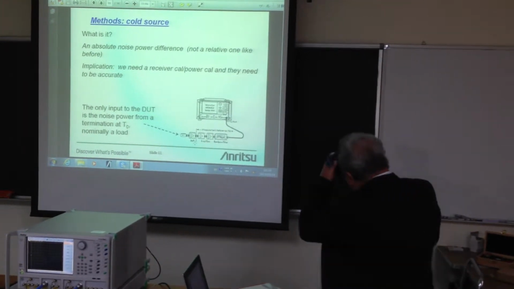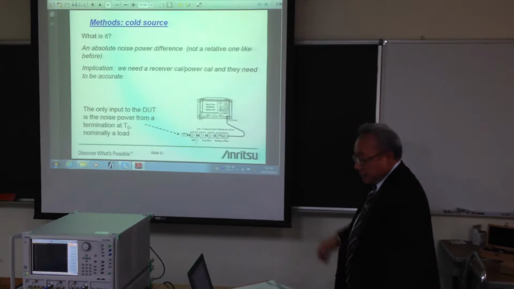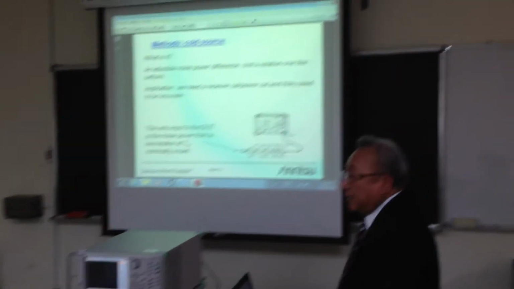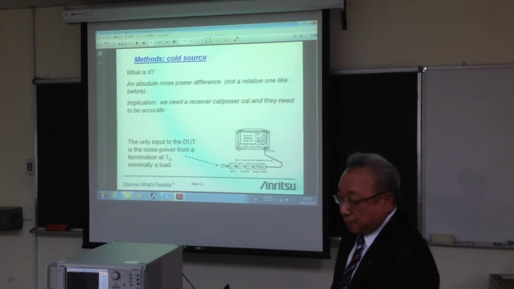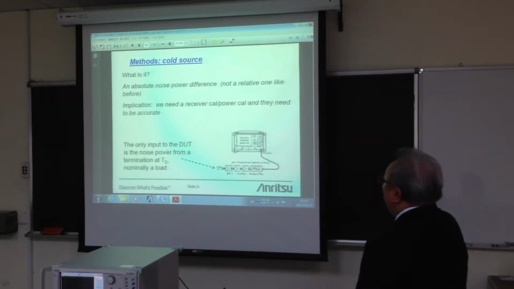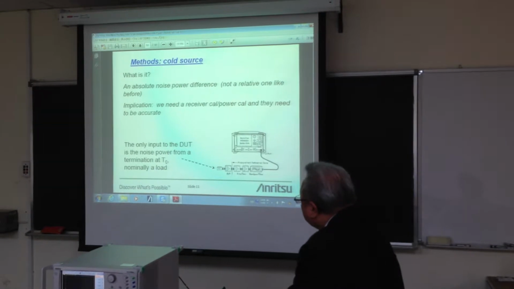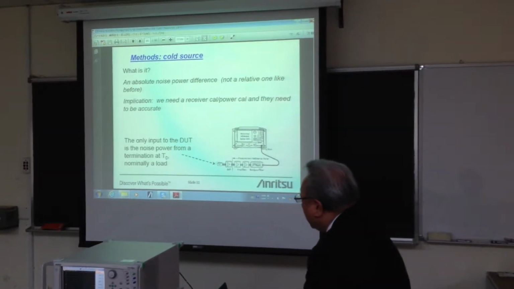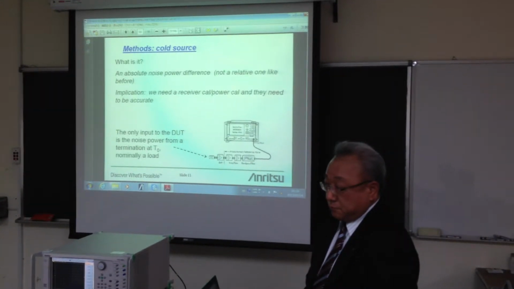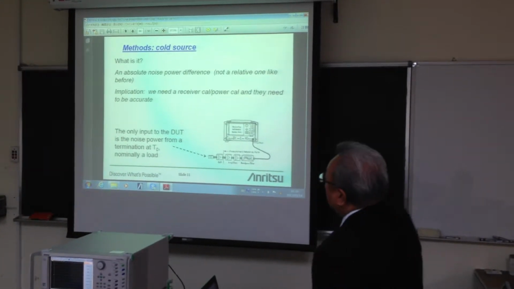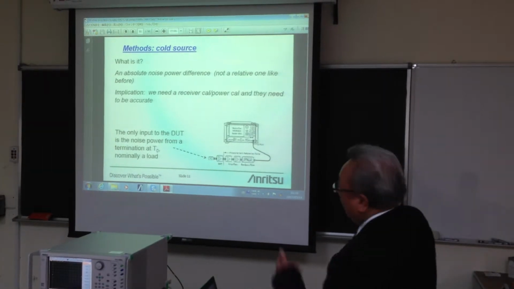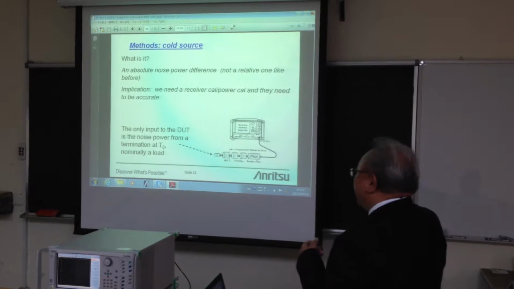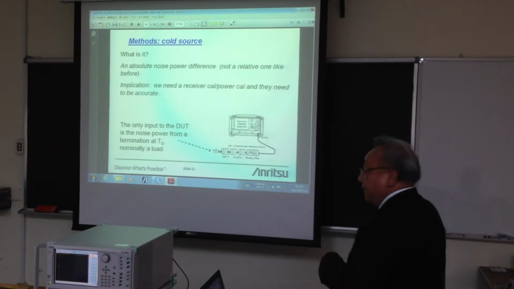So the cold source method is this. Simply, the diagram is here. Using the network analyzer, sometimes a spectrum analyzer is also used. And the noise source is like here. It's a termination. Then you can measure only one noise source. The source is a generator, and you measure the noise.